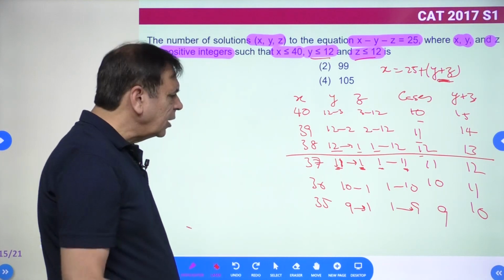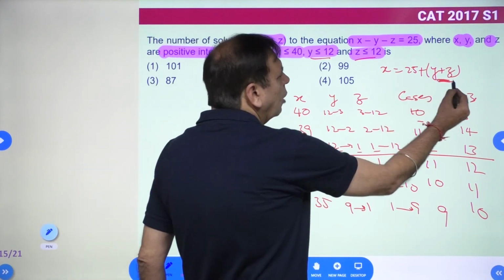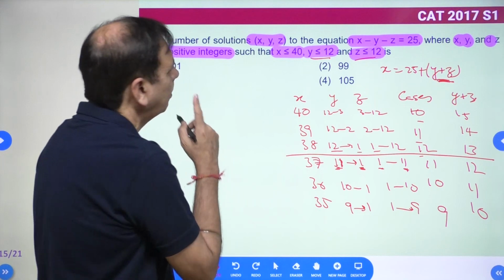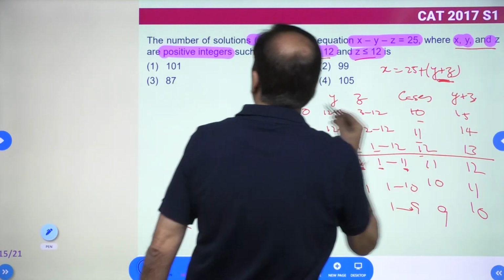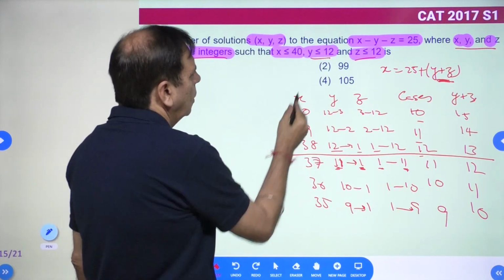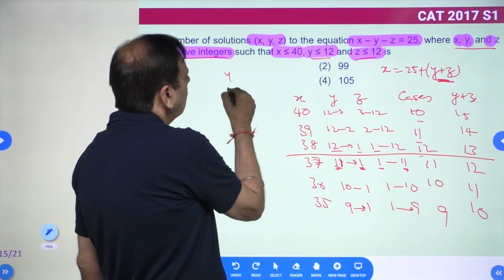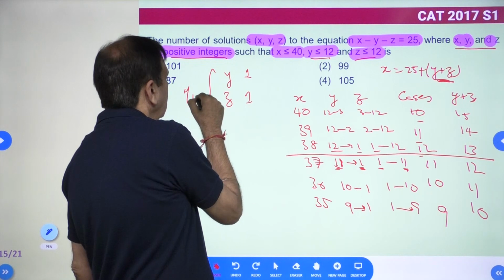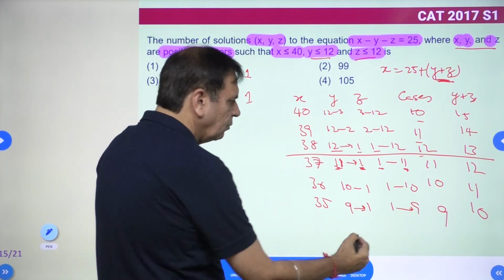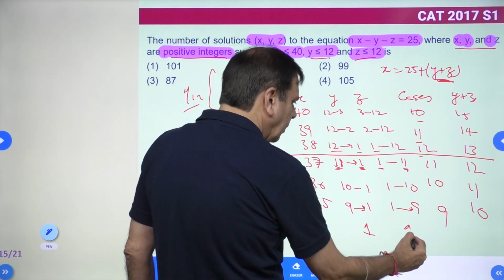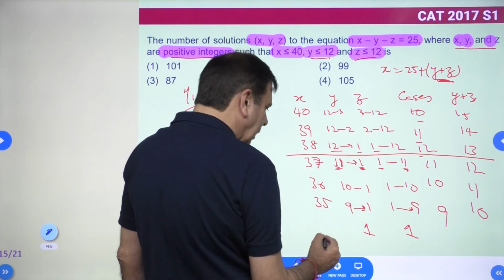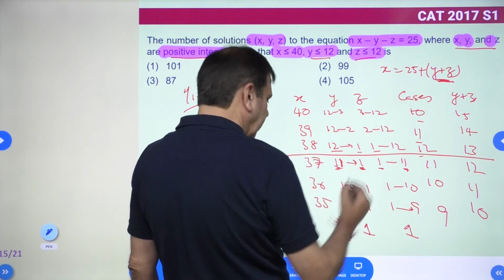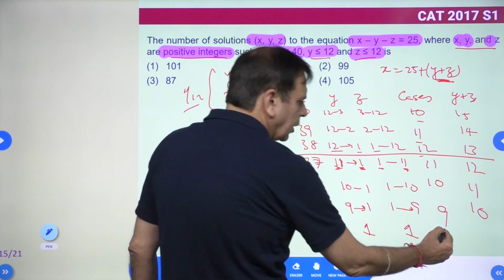What will be the last case? What is the smallest value of y plus z? x, y and z are positive integers. Y is less than equal to 12. So the smallest value of Y and Z will be 1. Minimum value. अगर Y 1 है और Z भी 1 है तो कितना हो जाएगा ये X? X will have to be 25 plus 2, 27. Okay? So इस केस में एक ही केस आएगा.